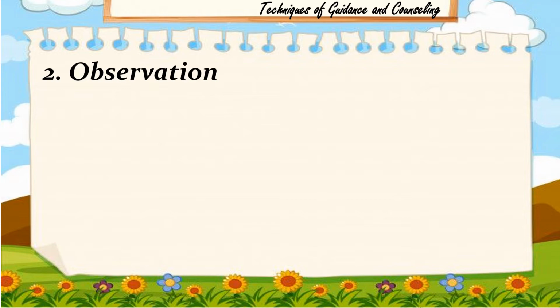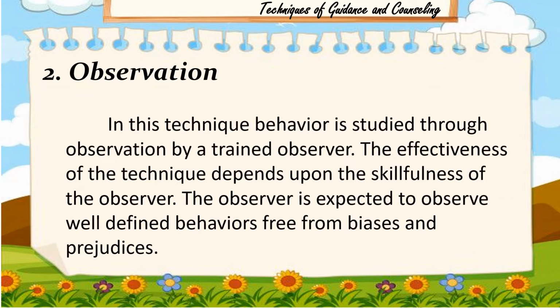Another non-standardized technique is the observation. So what is the observation? In this technique, behavior is studied through observation by a trained observer. The effectiveness of the technique depends on the skillfulness of the observer. The observer is expected to observe well-defined behaviors free from biases and prejudices. These observational techniques are useful in the study of students and individuals, but their usefulness depends on the manner and purpose for which they are conducted.